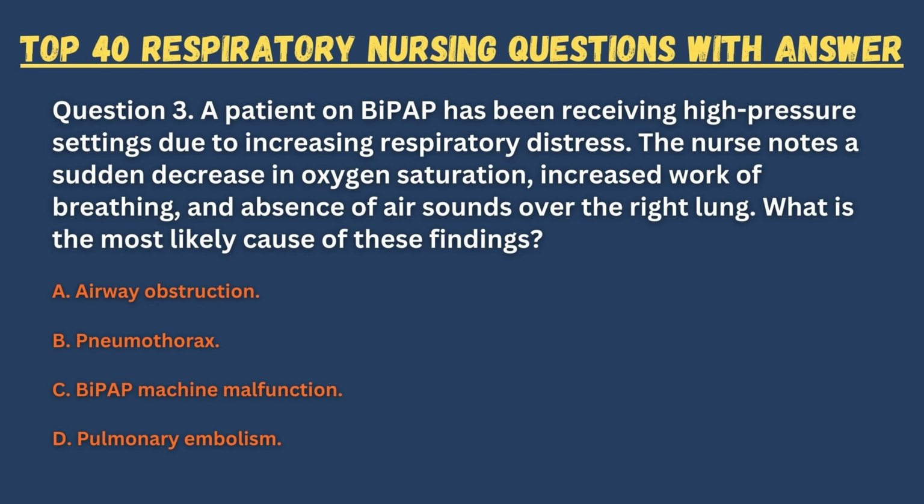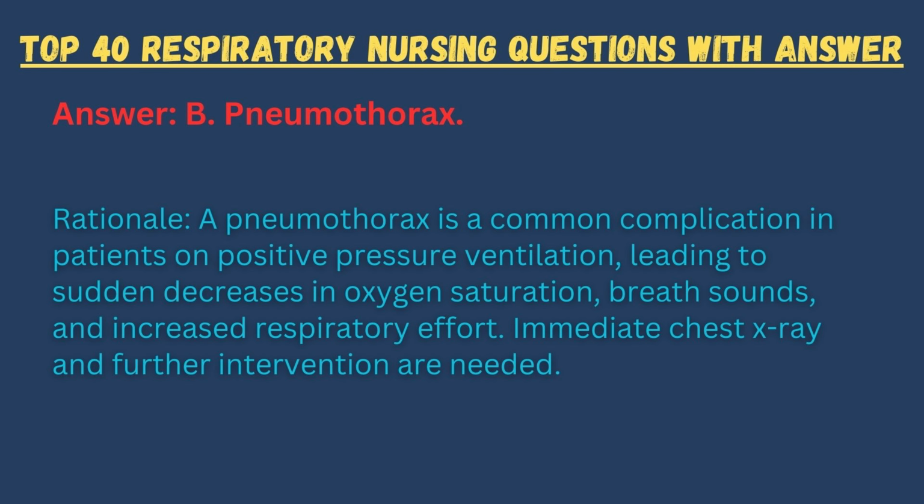Question 3. A patient on BiPAP has been receiving high-pressure settings due to increasing respiratory distress. The nurse notes a sudden decrease in oxygen saturation, increased work of breathing, and absence of air sounds over the right lung. What is the most likely cause of these findings? A. Airway obstruction. B. Pneumothorax. C. BiPAP machine malfunction. D. Pulmonary embolism. Answer. B. Pneumothorax.